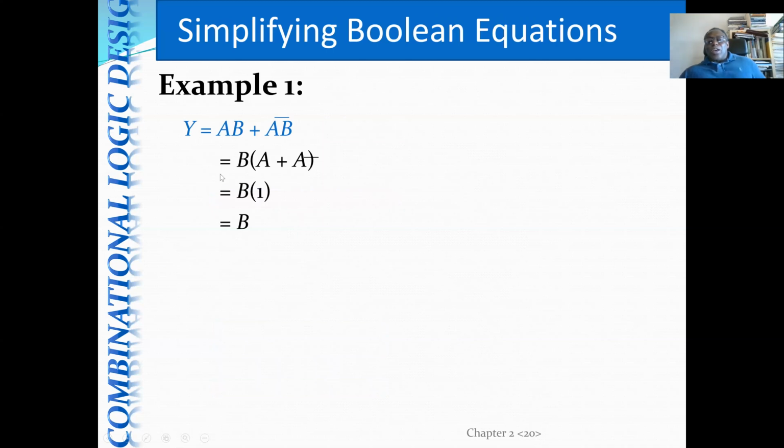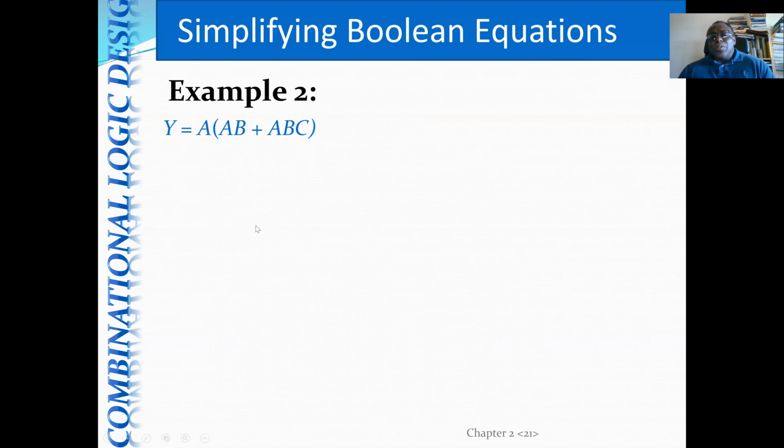Simplified Boolean expression: we have AB plus A invert B. If I have AB plus A invert B, we have a common B, so I take the B out and I get A plus A invert. A plus A invert is 1, so the answer will be B. Again, the invert here is for A, so we have AB plus A invert B. The common term here will be B. Then we get A plus A invert. A plus A invert is the complement property, which is 1. The answer is B.